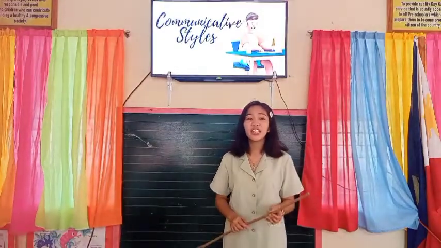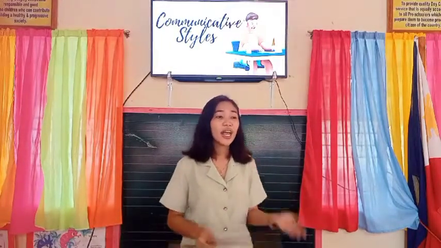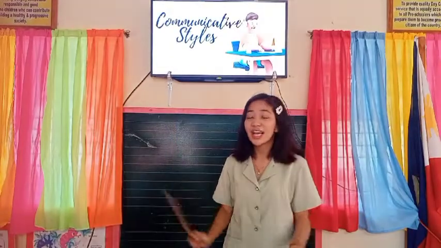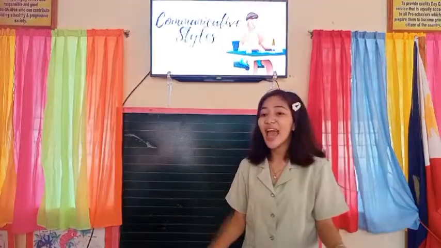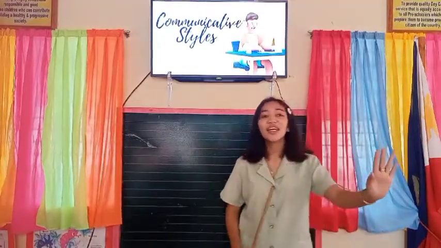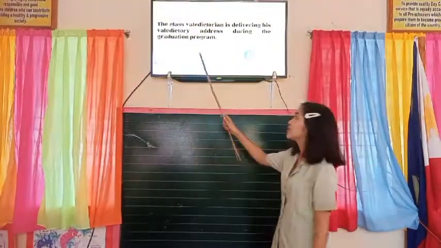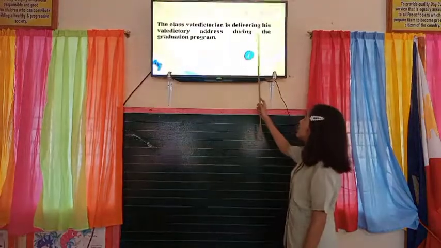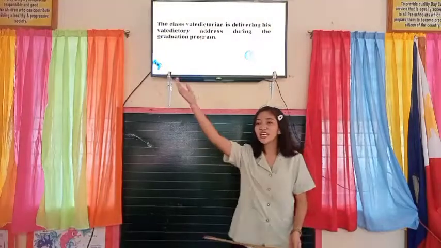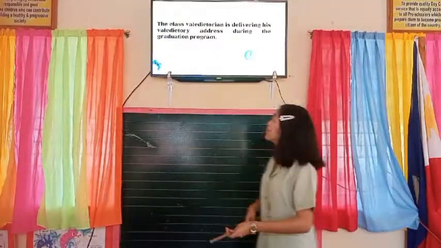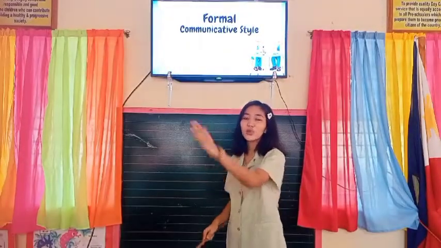Okay, class. Now, let's see how far you have learned. I have here different situations, and all you have to do is to identify the correct communicative styles into given situations. Okay, so I will give 1 point for those who can correctly answer me. Okay? Are you ready? Okay, now let's have the situation number 1. Kindly read in chorus, class. The class valedictorian is delivering his valedictory address during the graduation program. Who can give me an answer? Yes, Ivan. It is a formal communicative style. Very good. 1 point for Ivan.